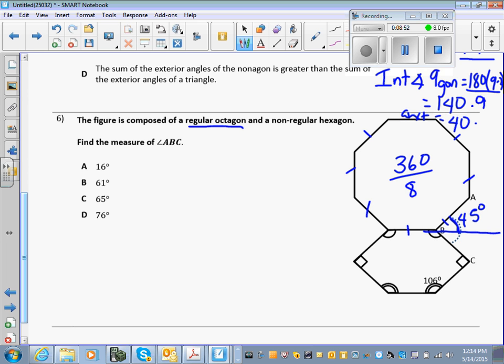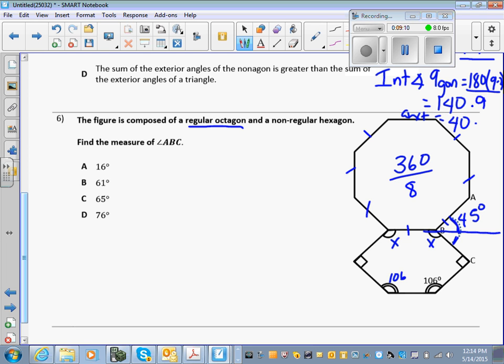But when it comes to this piece, I can't just do 360 divided by the number of sides of the hexagon, because it's not regular. Each of them is going to be different. So I need to find this x. Then I have to subtract it from 180. So I know this is 106.